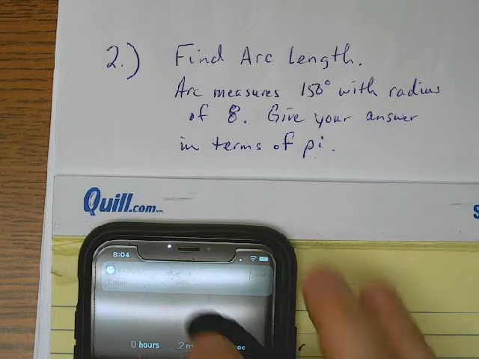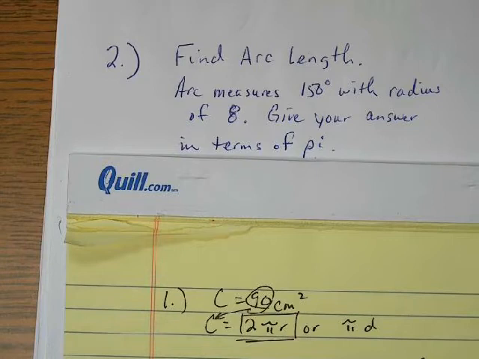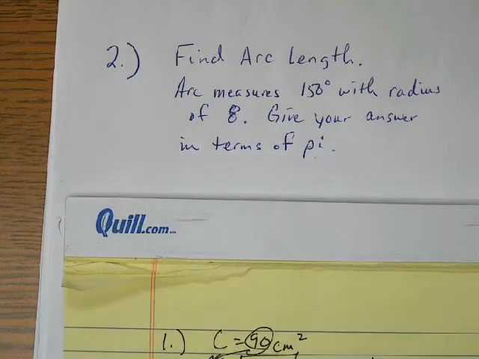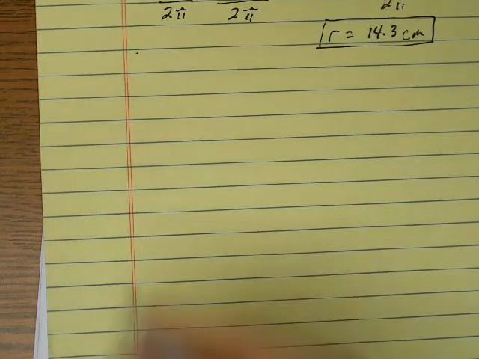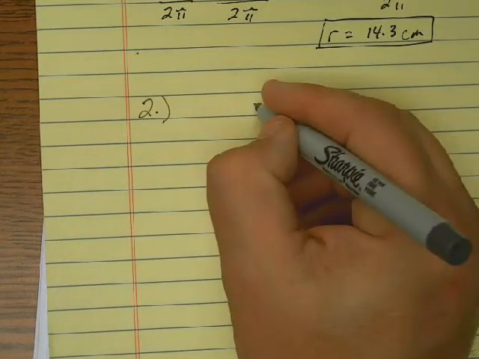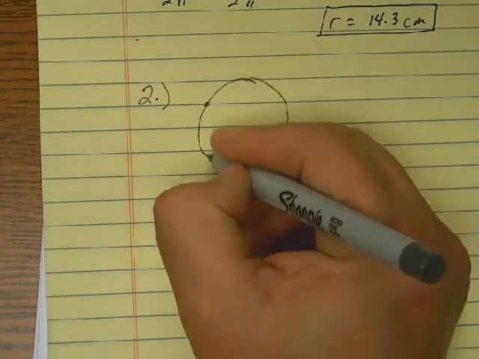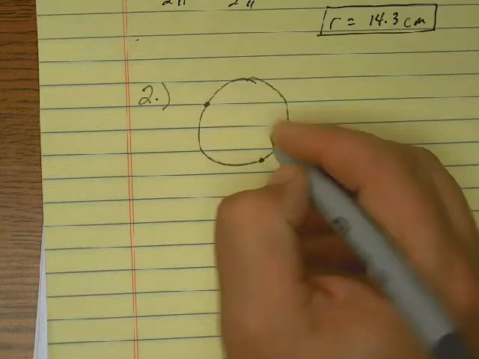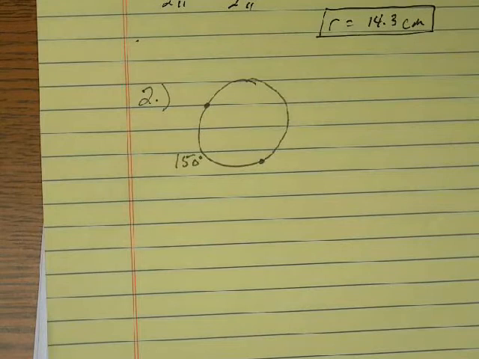Okay, let's see how we did. Stop. Okay, so now find arc length when the arc, you know what I'm going to do? I'm going to make a picture. Okay, so let's do that first. So I want arc length when the arc measures, how much was it? 150. Okay, so there, the arc measure of 150 between those 2 points.